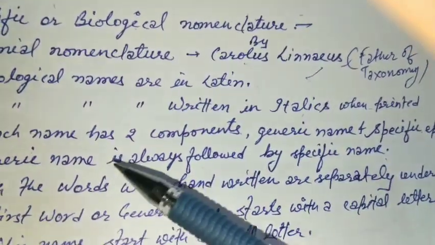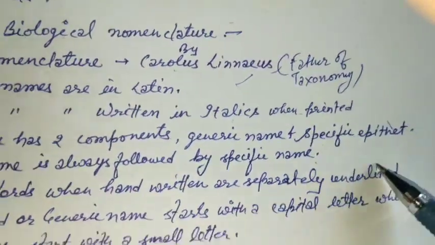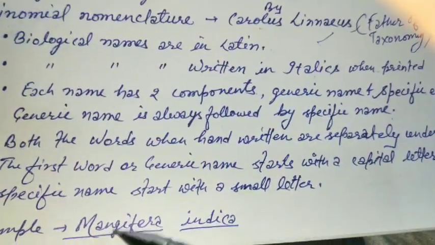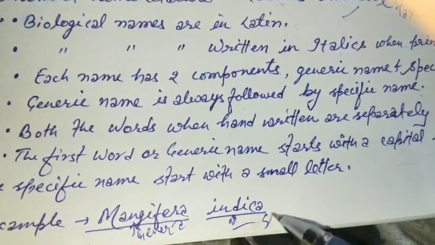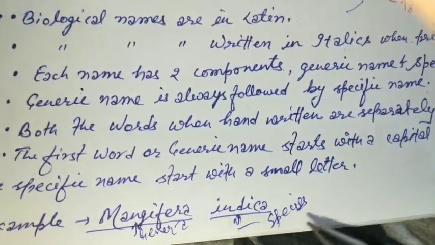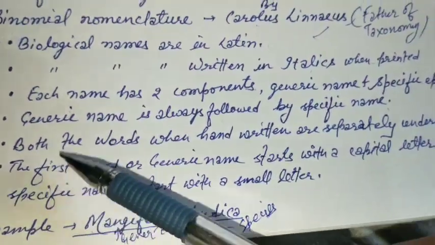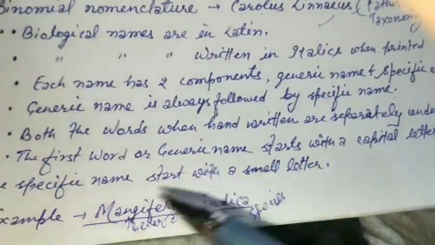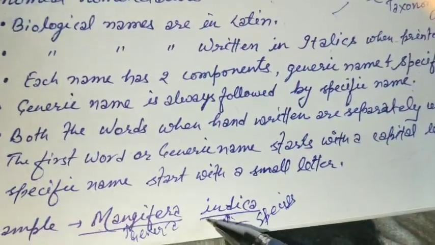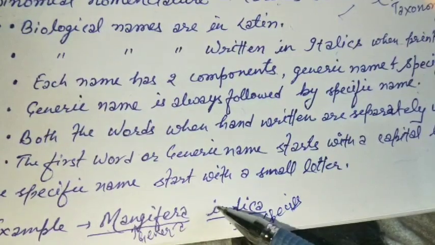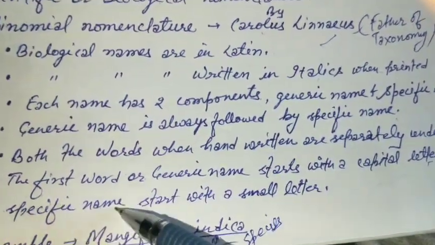But both the words, the generic name and specific name, when handwritten are separately underlined. When you handwrite, Mangifera is the genus and indica is the species. So both the names, when handwritten, are separately underlined. The first word, the generic name, starts with a capital letter, like in Mangifera indica, the scientific name of mango. The M is capital, while in the species name indica the i is small. So the generic name starts with a capital letter, while the specific name starts with a small letter.